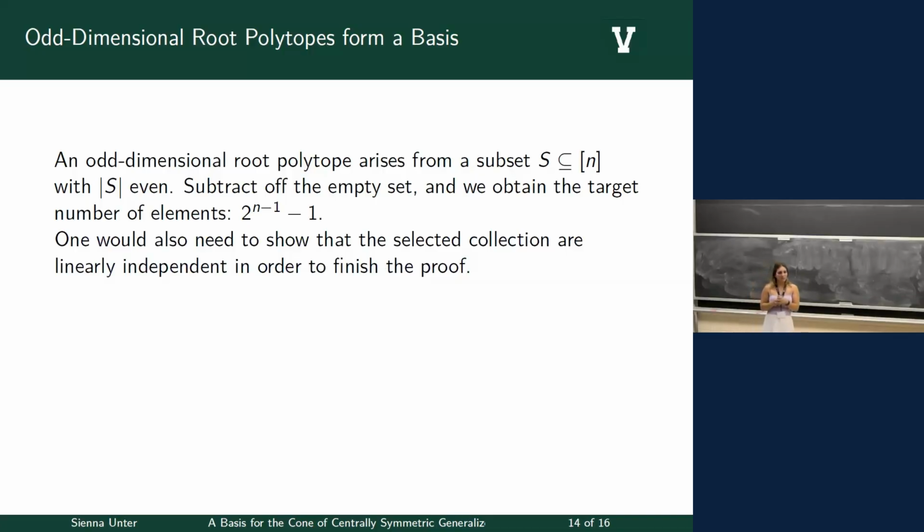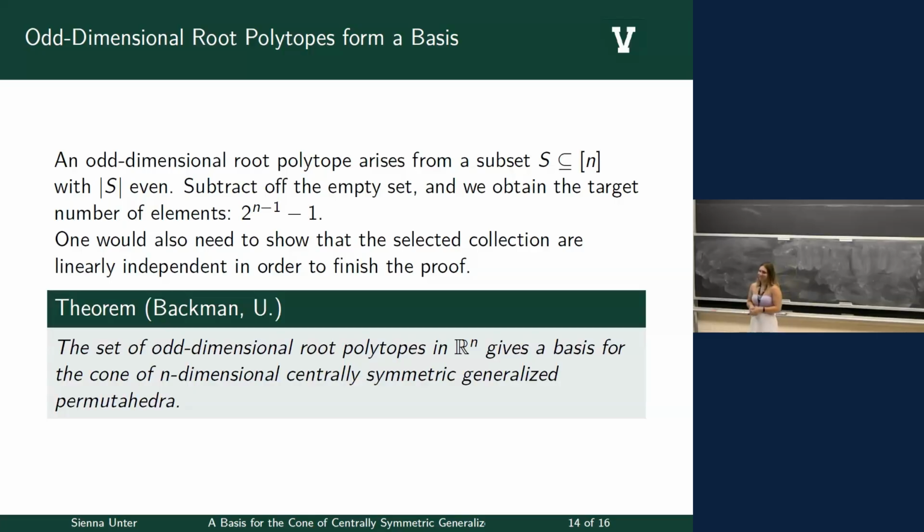In order to finish the proof, you would also need to show that this collection of odd-dimensional root polytopes is linearly independent, which we did, if you would like to read our paper that is not out yet. But officially, this gives us that the odd-dimensional root polytopes in a given dimension give a basis for the space of all centrally symmetric generalized permutahedra.